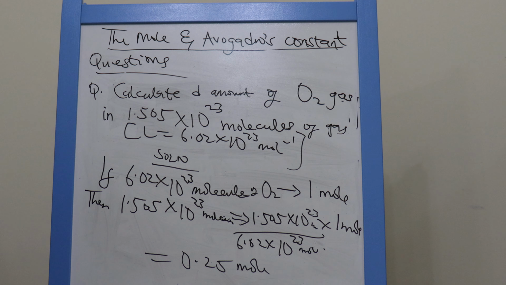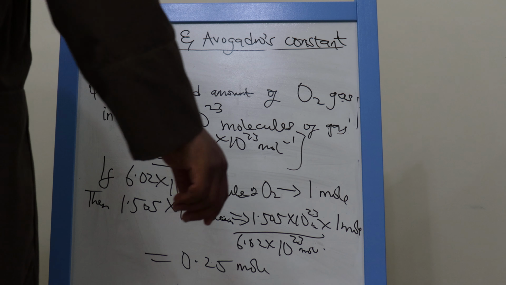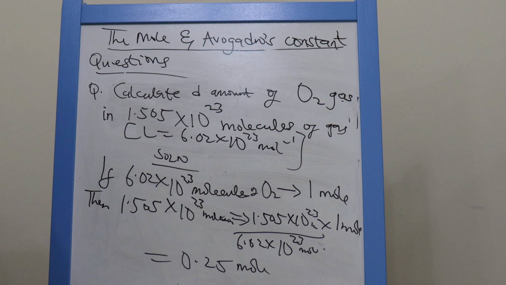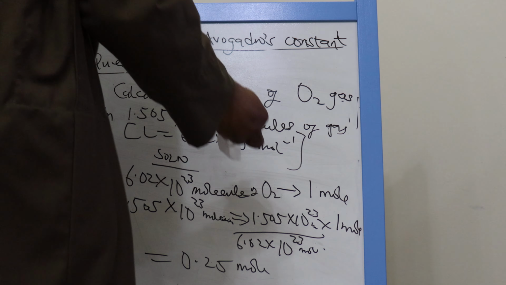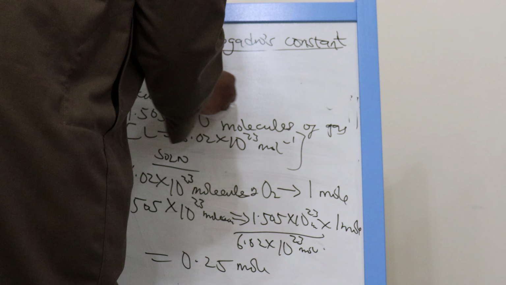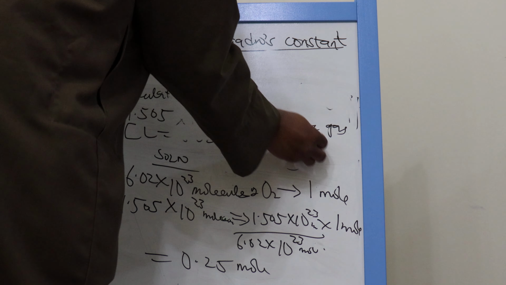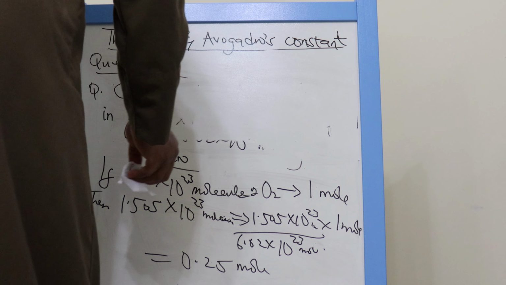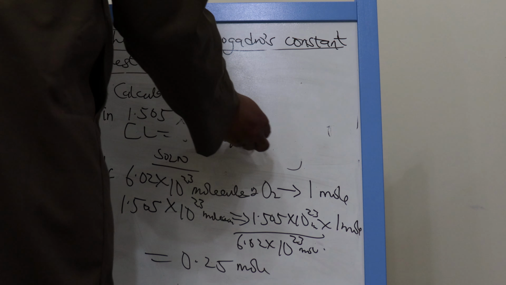So we are going to take a last example before we give an assignment and end the class. We are going to give the last example before we end this topic of Avogadro's constant, so that next time we will do molar mass.